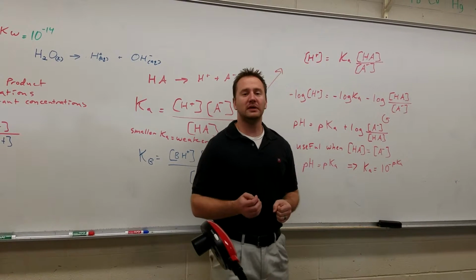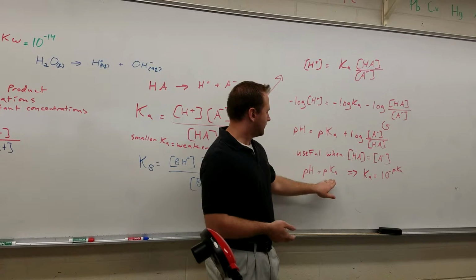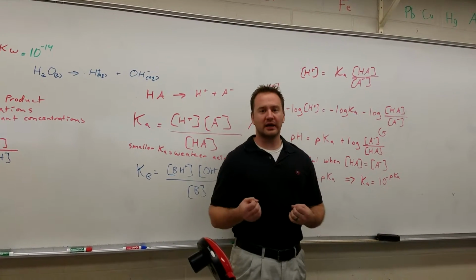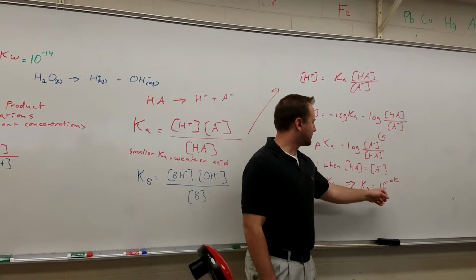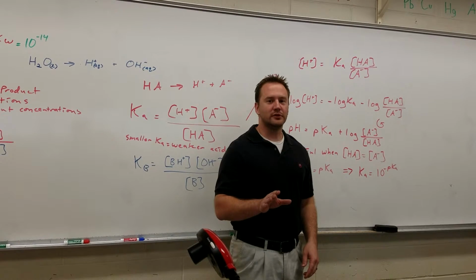So we're going to record the pH once we get halfway to the equivalence point, and then the pH at that point will equal the pKa. Then in order to determine the Ka, or the strength of the acid, we just take 10 to the negative pKa.